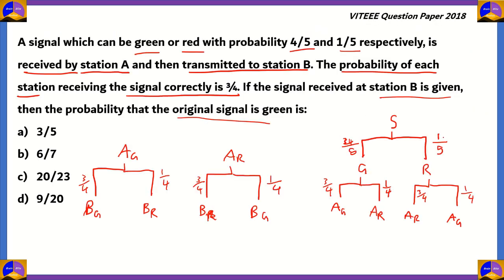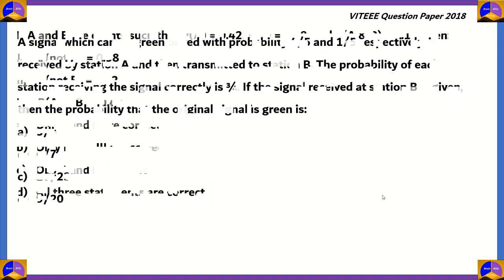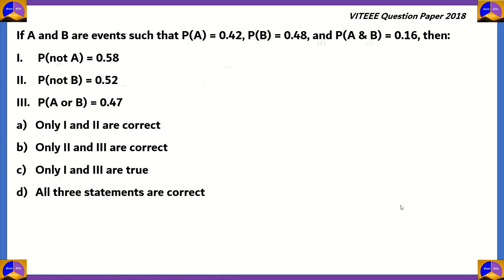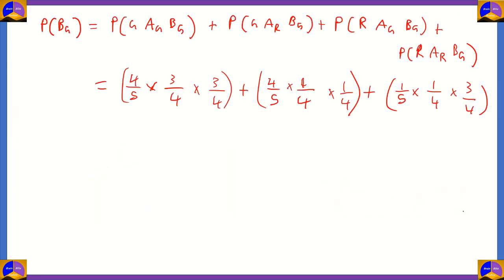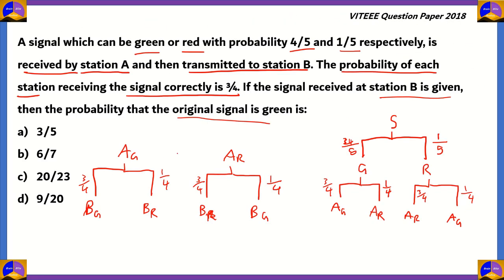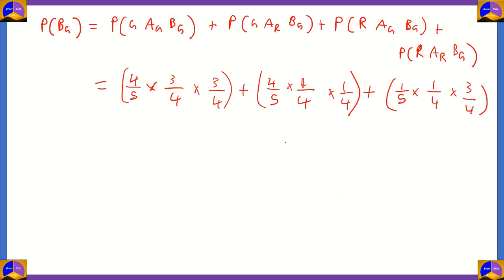So let's check it out. 1 by 5, and then 1 by 4, and then you have, well, actually 1 by 5, and then you get A green, so that's 1 by 4, and then 3 by 4, that's B green, so that's correct so far. And then finally, you have the probability for red, that's 1 by 5, and A receives it correctly, so that's 3 by 4, and B receives it incorrectly, so that's 1 by 4.